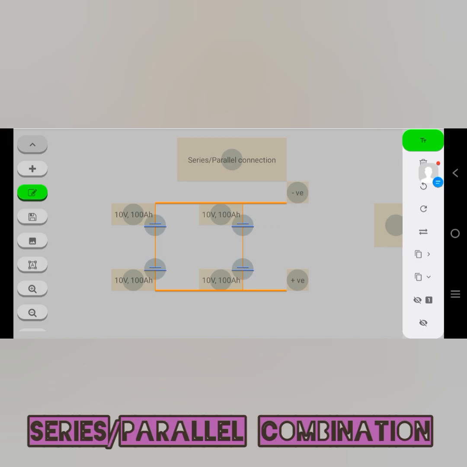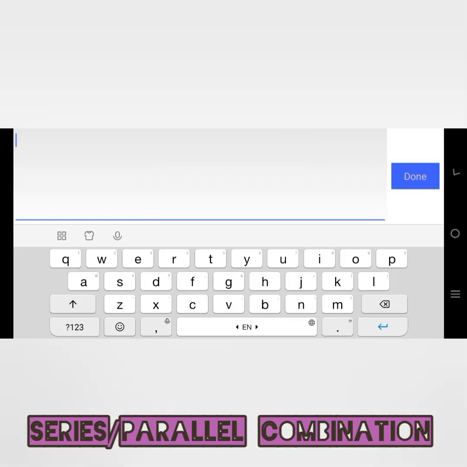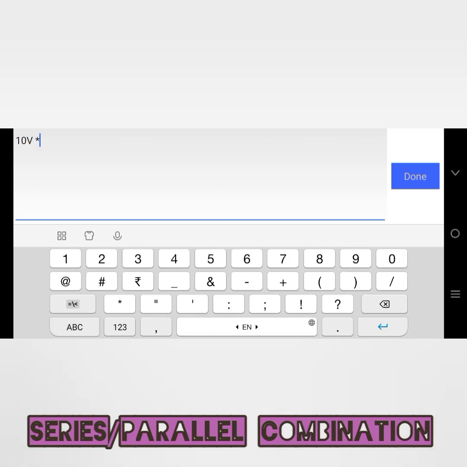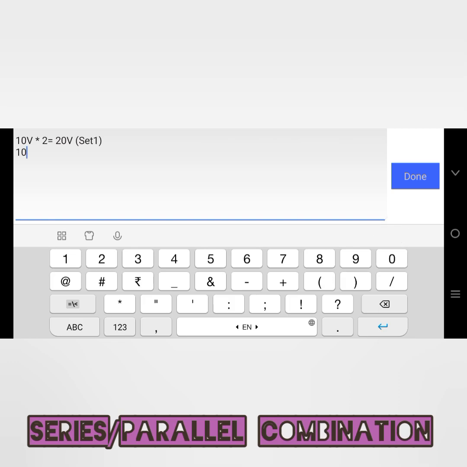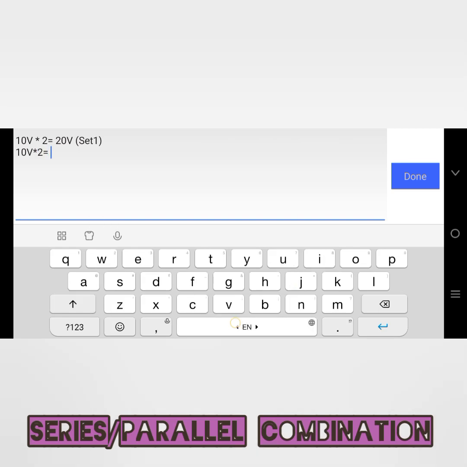Since one set is in a series combination and another set is in a series combination, I have made the connections like this: the first battery's positive will be connected with the second battery's negative. Set 2 is also the same. In a series combination, one battery's positive is connected to the other battery's negative. In a parallel combination, all the positives and all the negatives are connected separately. So we are going with a combination of both series and parallel.